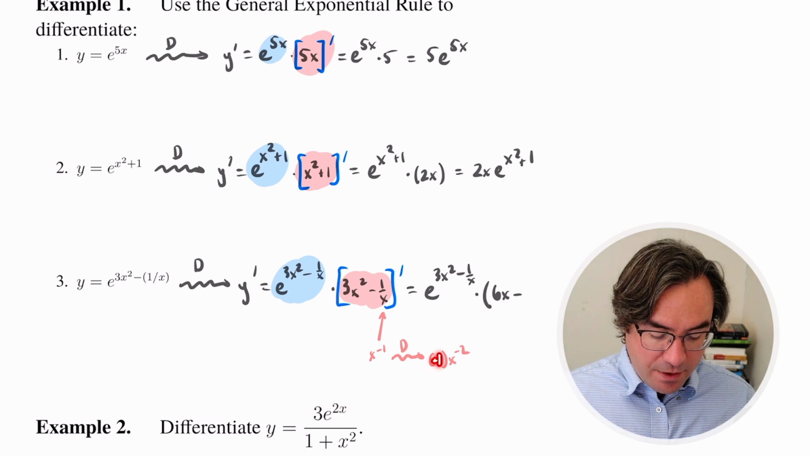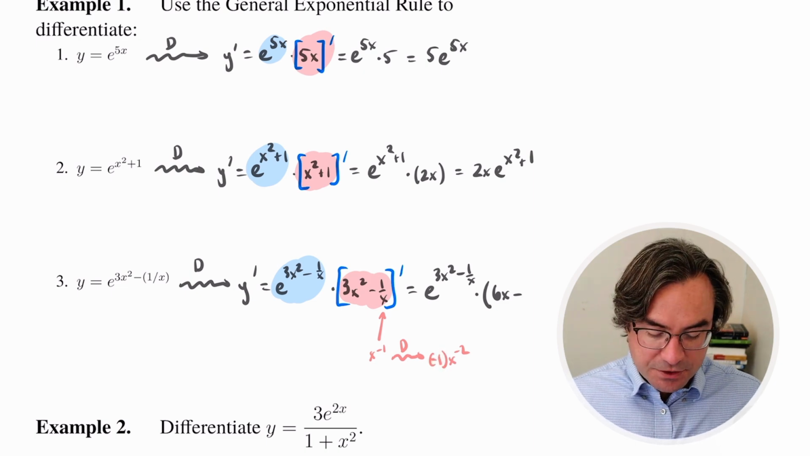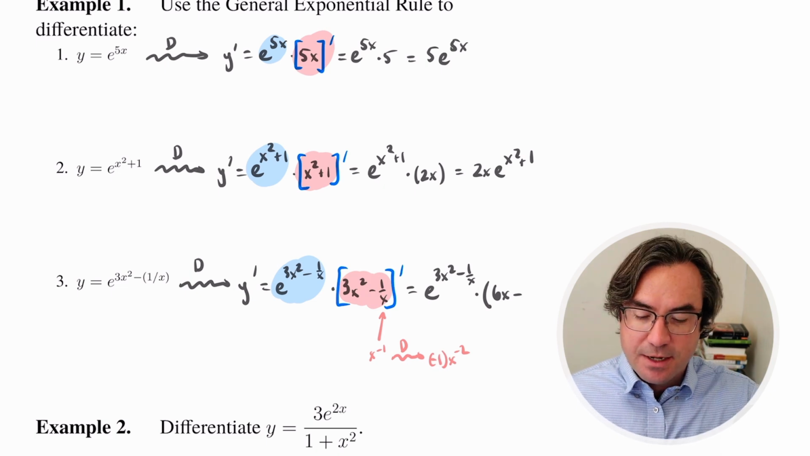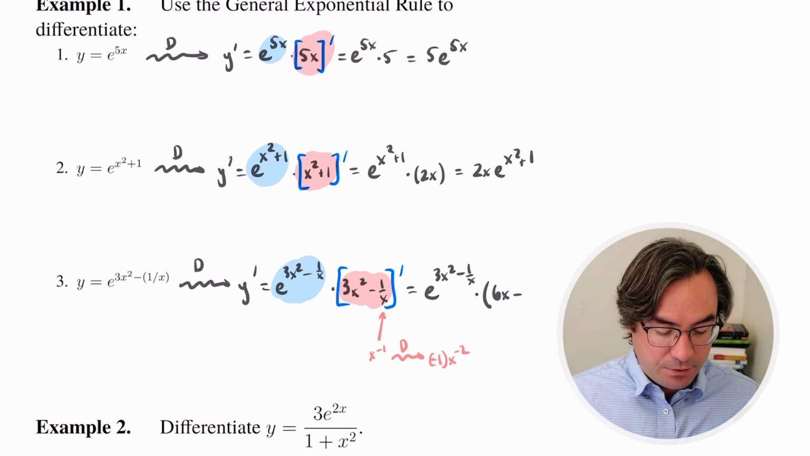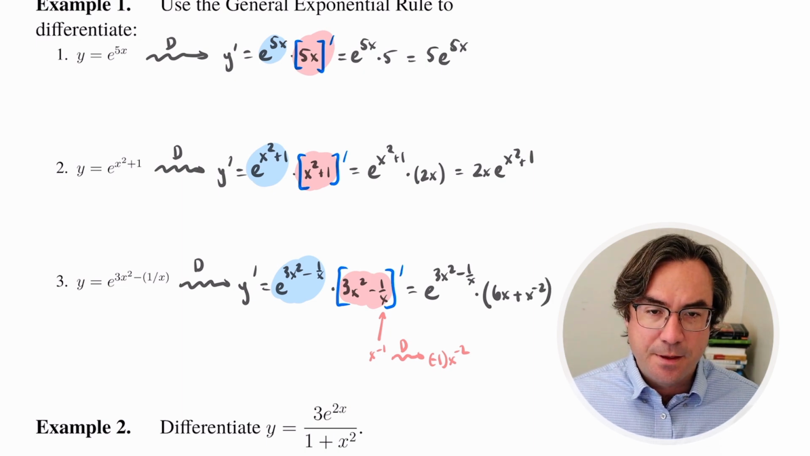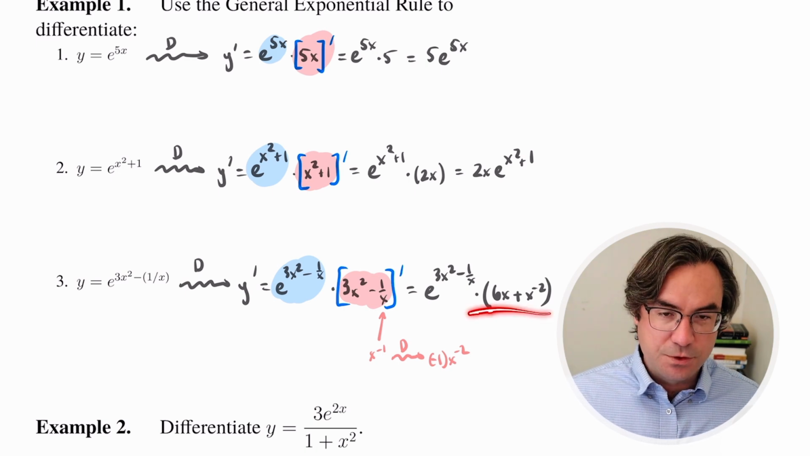And so the negative 1 that we get from power rule is going to cancel with that subtraction. It's actually going to make it addition. So we'll have plus x raised to the negative 2. And we'll just leave it like this.